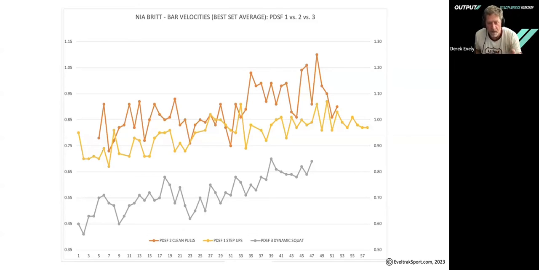But the point here is that look at the similarities in these curves, and the peaks in terms of the best reps. In the half squat, it's the 47th or 48th session. Her peak in the cleans is, I think, the 50th, and I think it's the 51st or 52nd with the step ups. Completely different cycles, completely different programs, yet she's peaking at the same time.